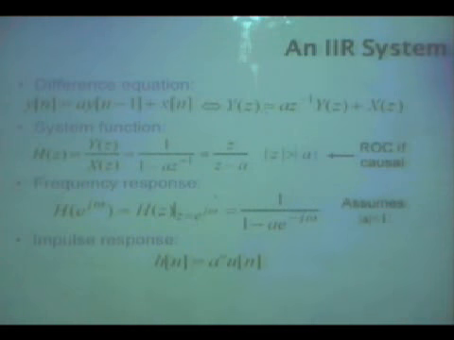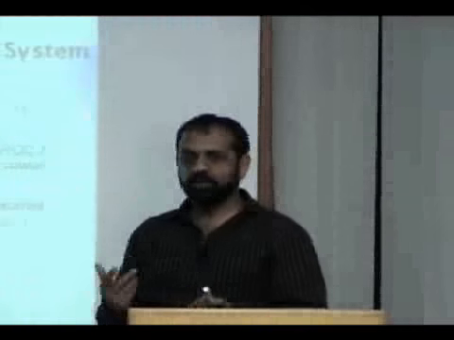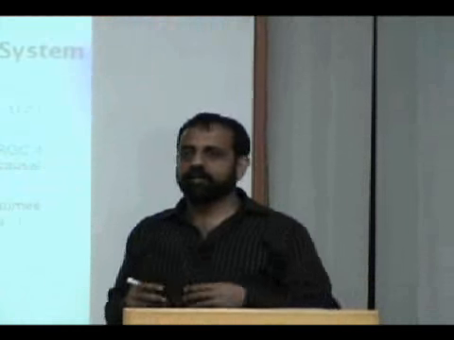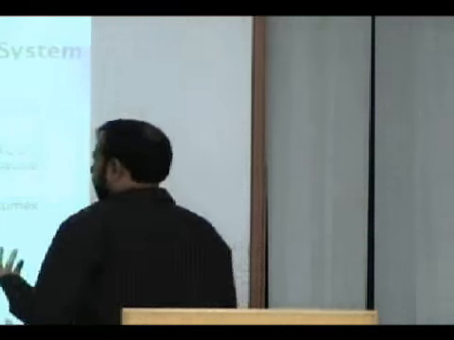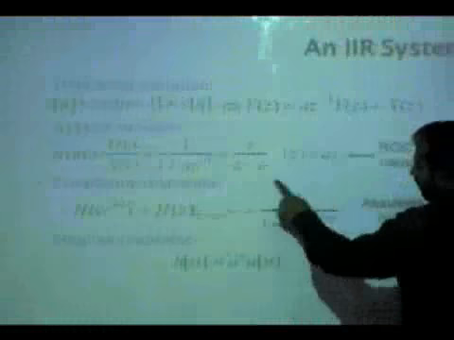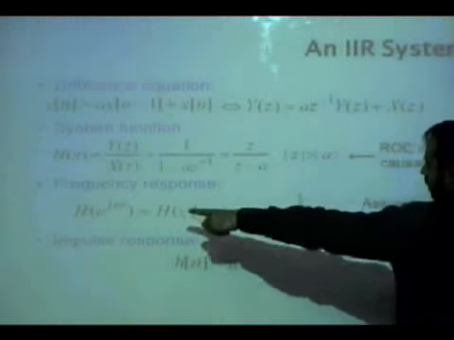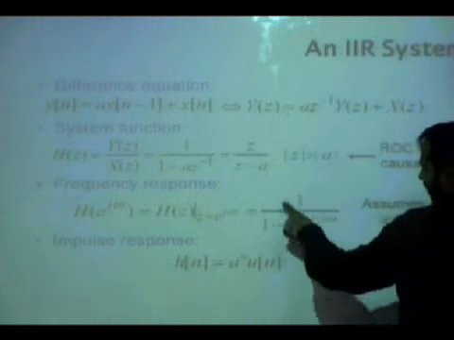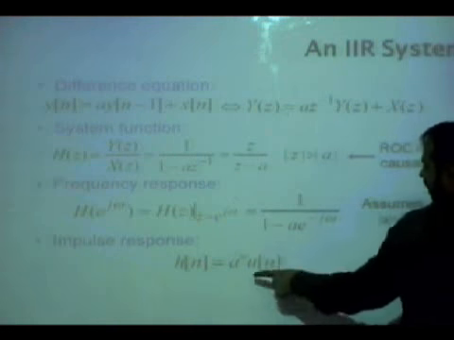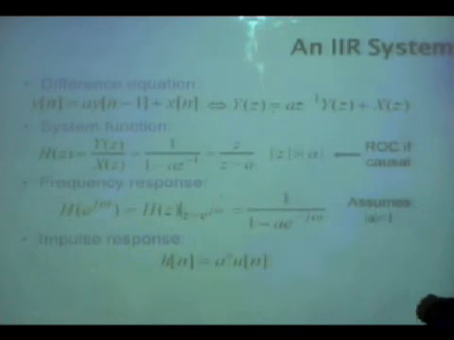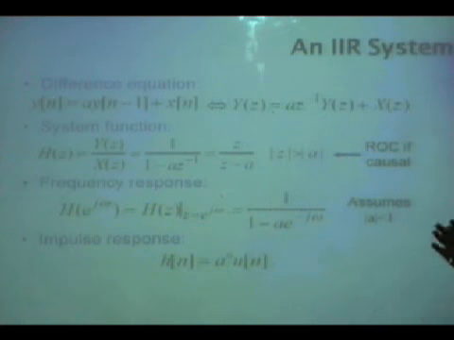Remember that from the z transform it is very easy to compute the Fourier transform. All you need to do is just replace z by exponential j omega, r is equal to 1. So this will give you, and we have seen this expression, H exponential j omega is equal to 1 over 1 minus a exponential minus j omega, and this is the h of n. This is an IIR system, and these are the different perspectives of a system.